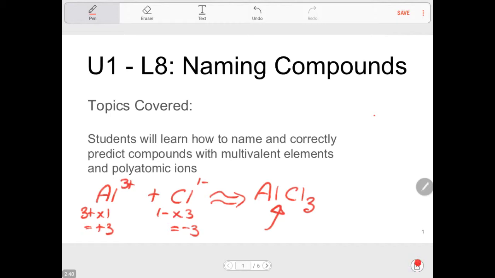And again, I have to move forward. I'm not sitting there in front of you, so I have to move forward, assuming that you now have the ability to find the charges or use the 288 rule to get the proper writing of an ionic compound. But like I said, today we're using everything we learned in the last lesson. We're just looking at some special cases now.